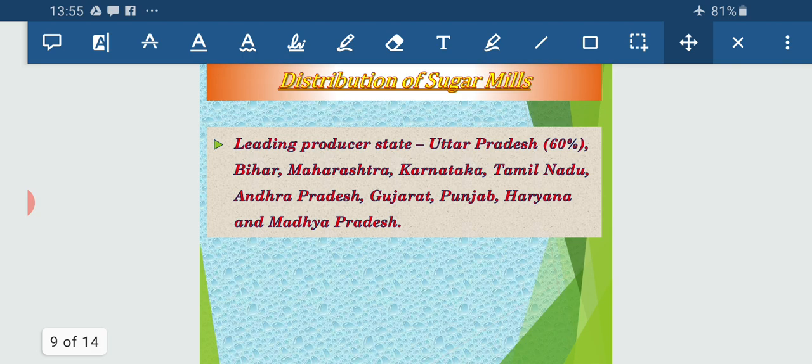Now the leading producer of the sugar industry, where 60% of the sugar mills are situated, that is number 1, Uttar Pradesh, which is the leading sugar mill state in our country. In the northern part, Uttar Pradesh, and in the southern part, Maharashtra. Second is Maharashtra. After Uttar Pradesh, in the northern part it is Bihar, and Maharashtra is the leading producer of sugar in southern India, followed by Karnataka, then Tamil Nadu, Andhra Pradesh, then other states are Gujarat, Punjab, Haryana and Madhya Pradesh. These are some of the important states where the sugar mills are localized.